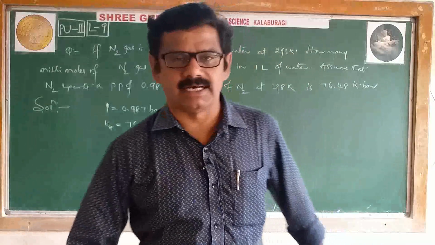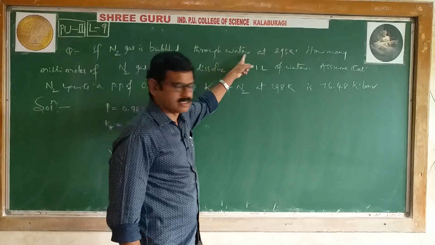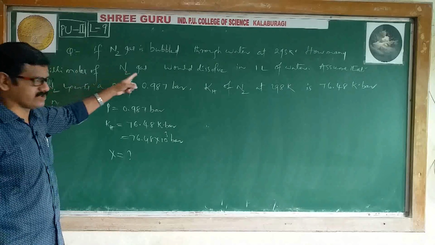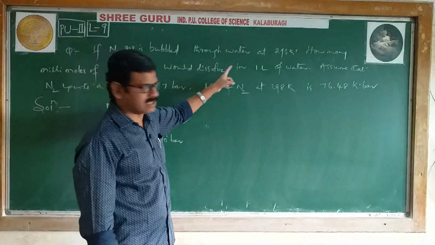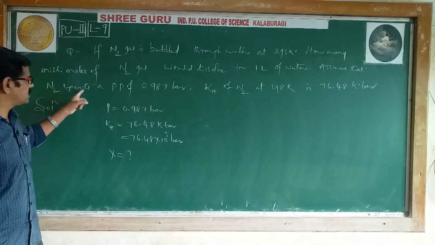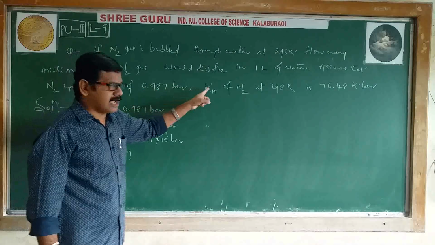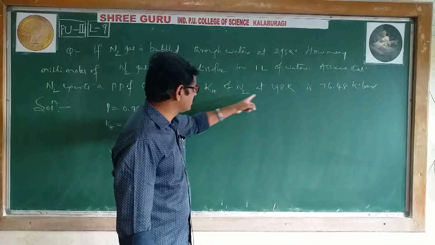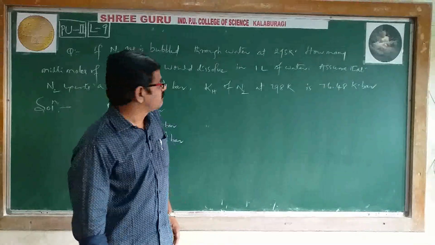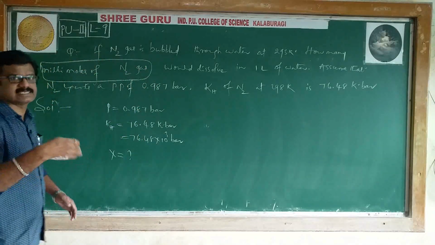One question is like this. If nitrogen gas is bubbled through water at 293 kelvins, how many millimoles of nitrogen gas would dissolve in 1 liter of water? Assume that nitrogen exerts a partial pressure of 0.987 bar, and nitrogen's Henry's constant value at 298 kelvins is 76.48 kilobar. What is he asking? The number of millimoles of nitrogen gas.